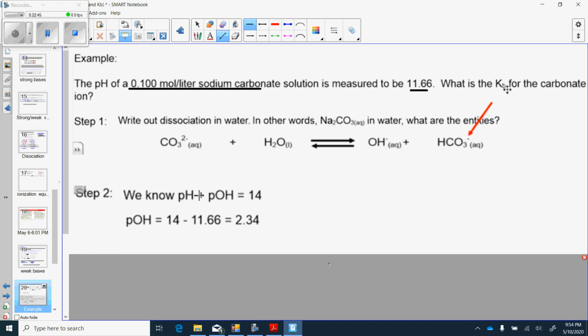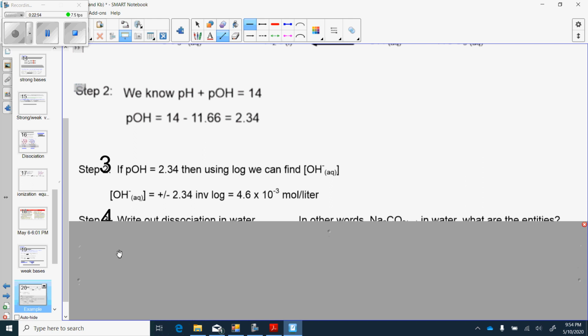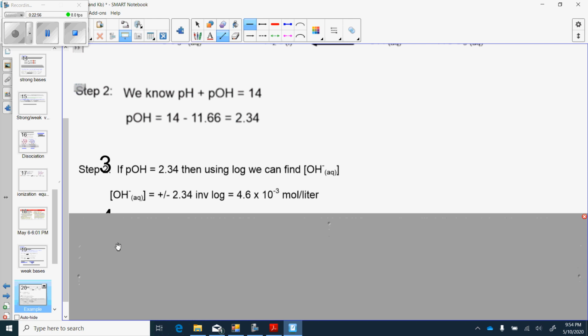So we know these 2 add to 14. If we subtract them, now we have the pOH. Then we can use that to find our OH concentration. So don't forget too much about that pH, pOH from unit 2, equilibrium. Okay, so we plug it into our calculator, and we've found our OH concentration.